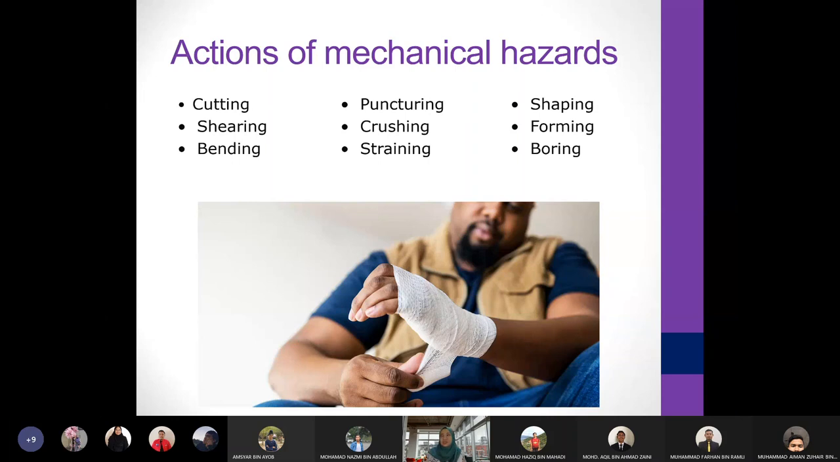If you Google, you can find a lot of gory pictures of injuries due to mechanical hazards. This slide initially had all these gory pictures of injuries due to mechanical hazards, but I had them removed because I think they were just too gross.